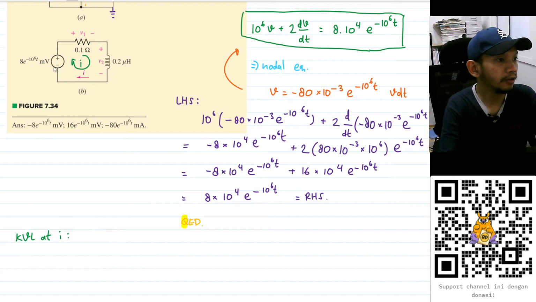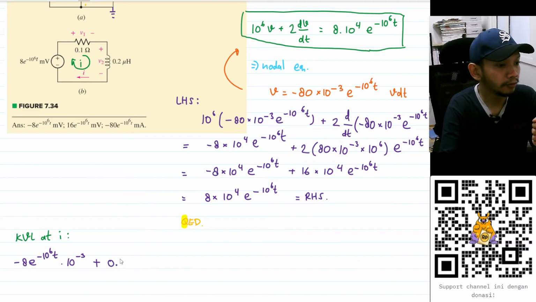Okay, we start from this voltage source, and the current is flowing from negative to positive, so our sign will be negative. So I will have minus 8 e to the minus 10 to the 6 of t. But here we have millivolts, so I multiply that by 10 to the minus 3. And then plus this resistor here, so I will have 0.1 multiplied by I.